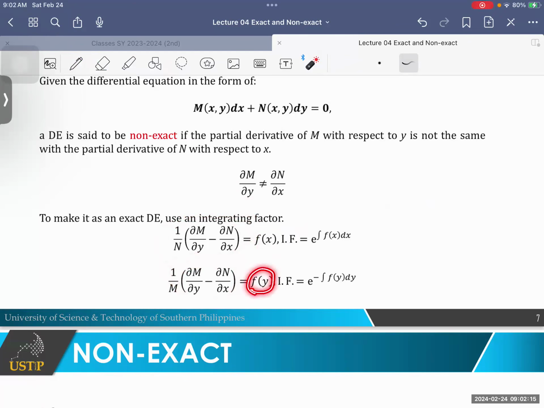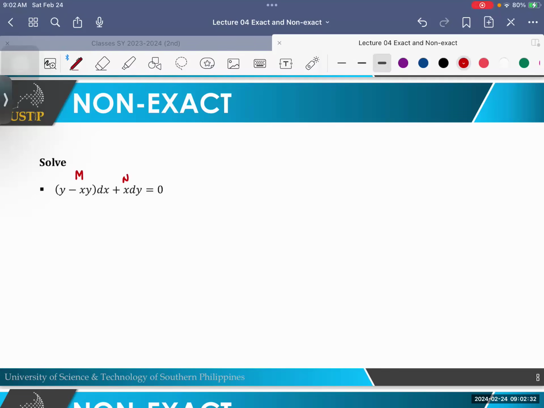Okay, to understand this better, let's have an example. Suppose we have here a function M, and this is actually variable separable, class. But if you solve this by variable separable, check whether you get the same answer and whether the solution is shorter. Anyway, since we are dealing with non-exact equations, we will solve it that way.